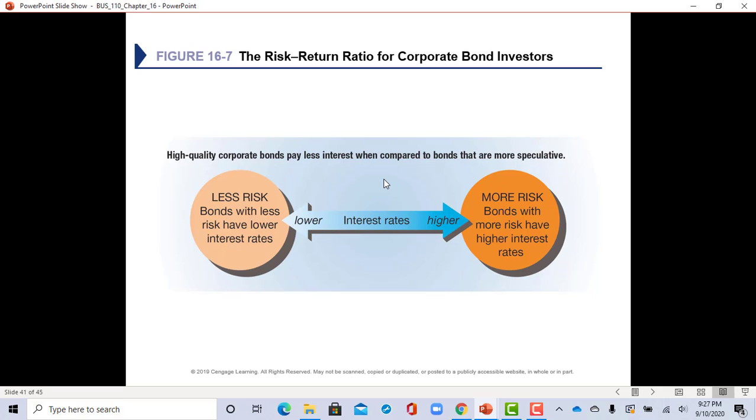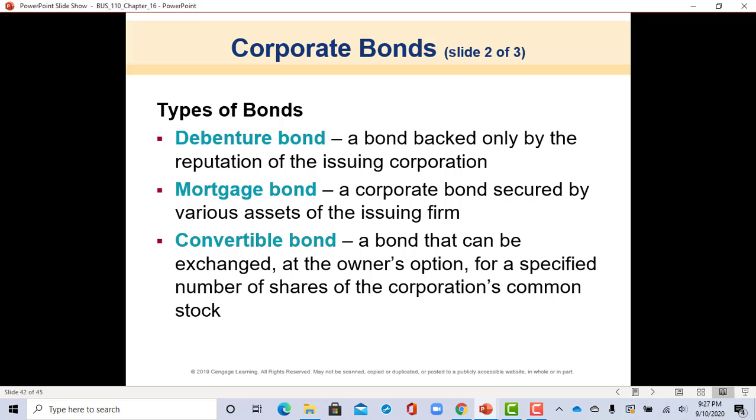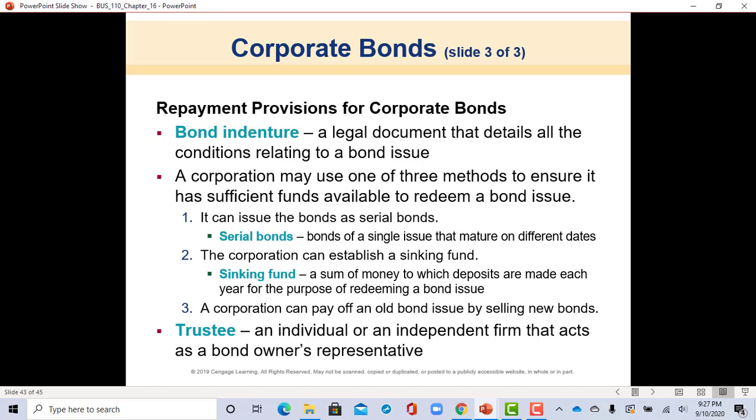The risk-return ratio for corporate bond investors: the bonds with less risk have lower interest rates. If it's a bond with higher risk, of course, the interest rates are higher. Here are 3 types of bonds. And then we have corporate bonds.